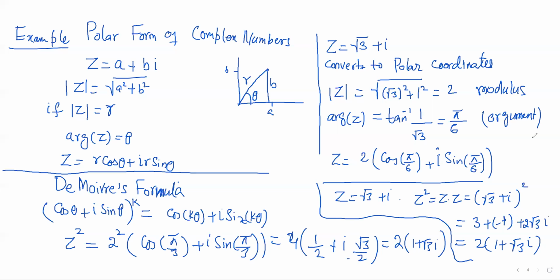Okay, so is it clear? Yes. So the advantage of converting a complex number into its polar coordinates is that we can easily find the higher powers of that complex number.